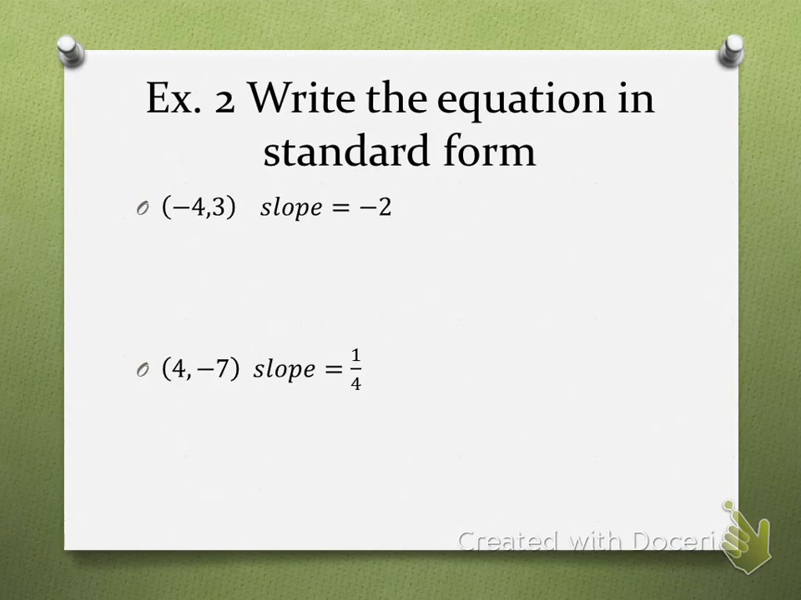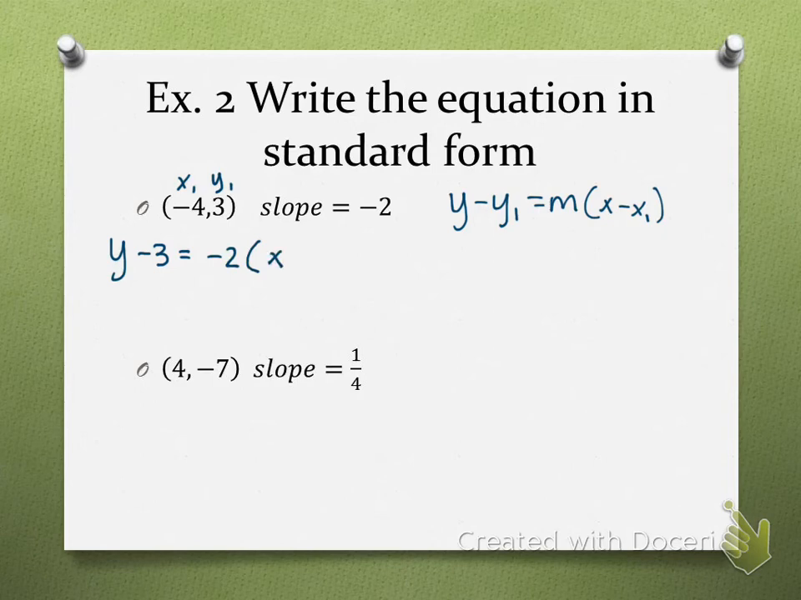So who can tell me what is point-slope form? Stephanie? Y minus y1 equals m times x minus x1. Very good. So let's plug in the information we know. We know negative 4 is x1. We know 3 is y1. So we say y minus 3 equals m, which is negative 2, times x minus x1. So that's going to mean plus 4.